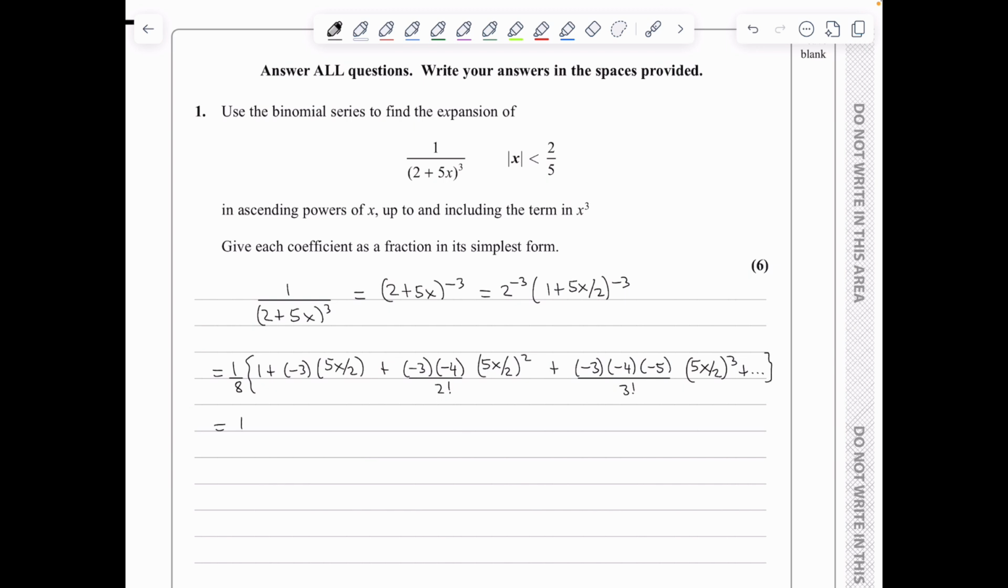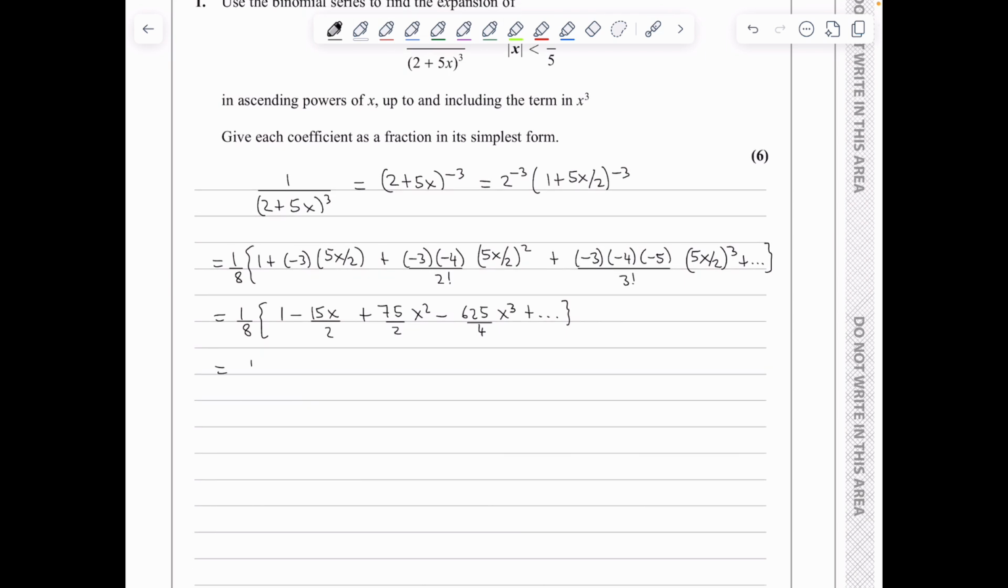I will proceed by expanding within the bracket, so we've got 1/8 times (1 - 15x/2 + 75/2 x squared - 625/4 x cubed + dot dot dot), and I will expand further to arrive at 1/8 - 15x/16 + 75/16 x squared - 625/32 x cubed + dot dot dot.